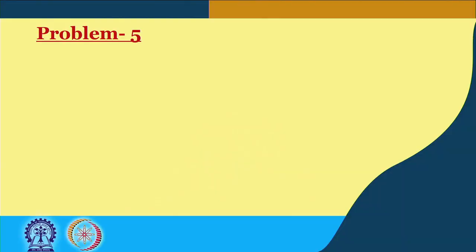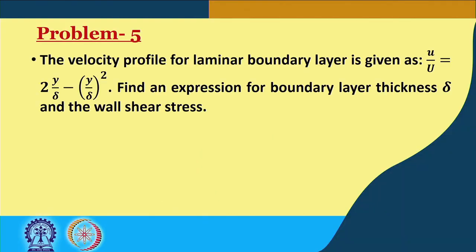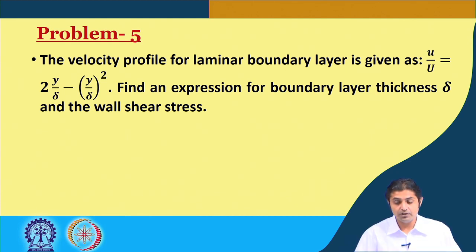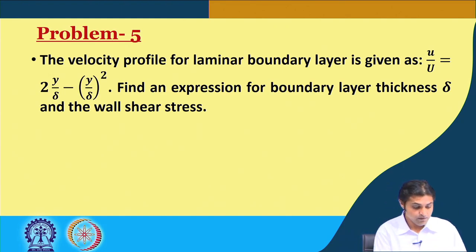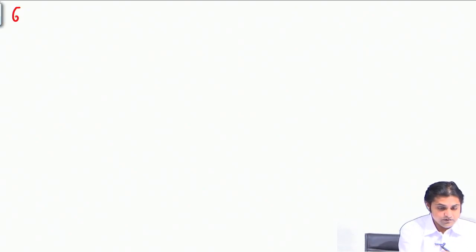Welcome back to the fourth lecture of the boundary layer analysis, and we are going to start this lecture with problem number 5. The question says that the velocity profile for a laminar boundary layer is given as small u by capital U is equal to 2y by delta minus (y by delta) whole square. Now we have to find an expression for boundary layer thickness delta and the wall shear stress.